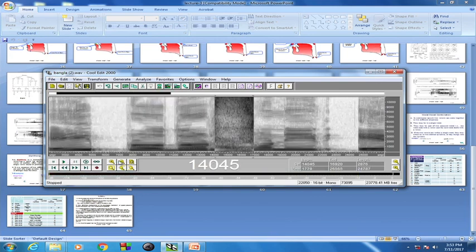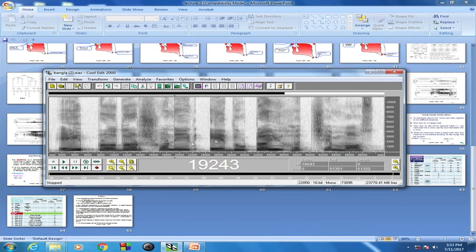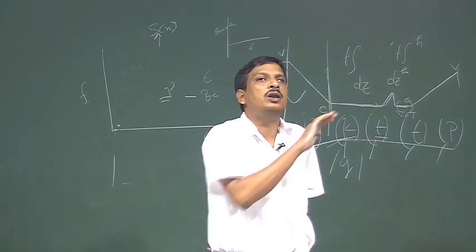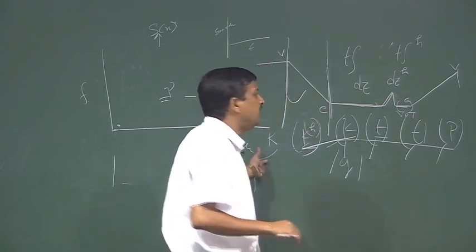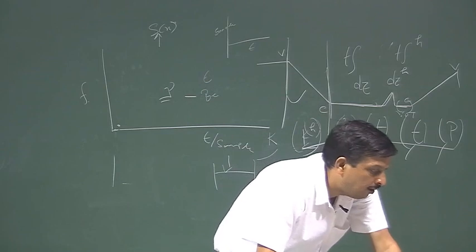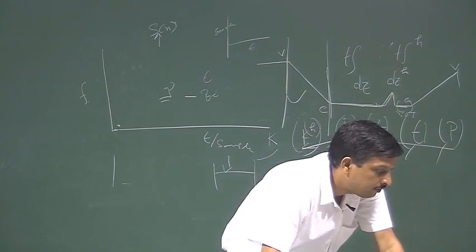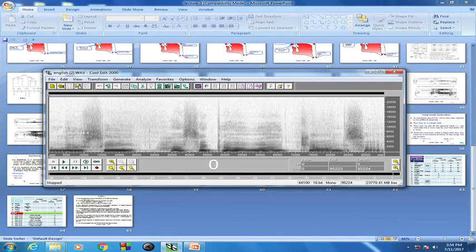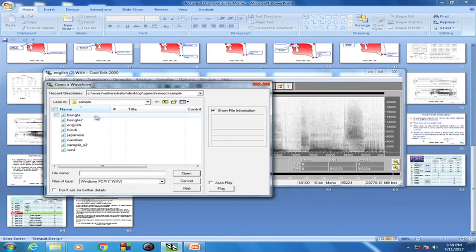If you see, there is no word boundary effect, there is no gap between the two words when you say it continuously, but when I write it, there is a gap between the words. If I show you an English example, you see there is no gap.